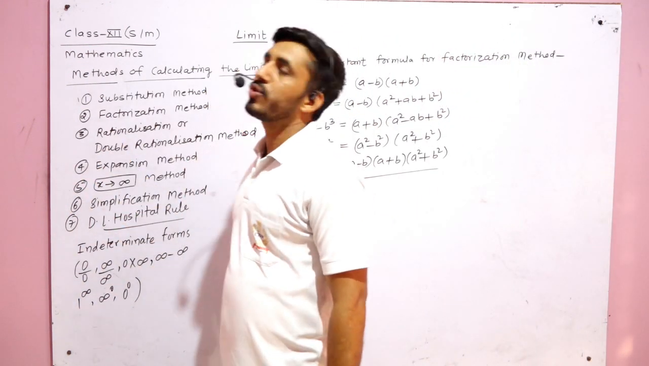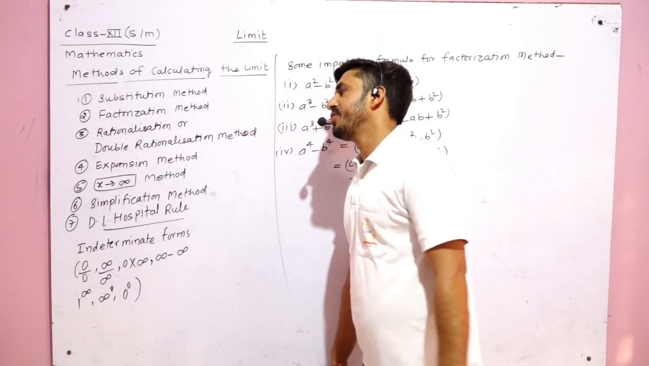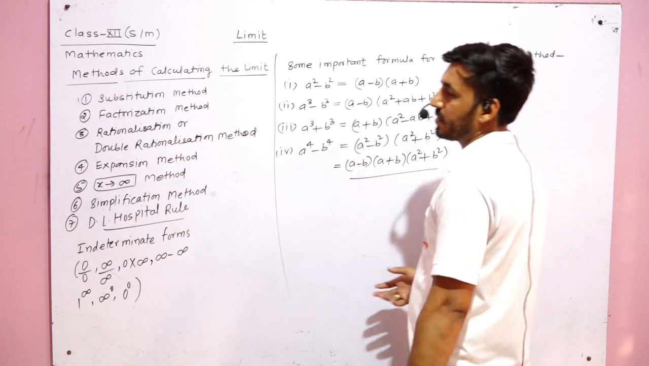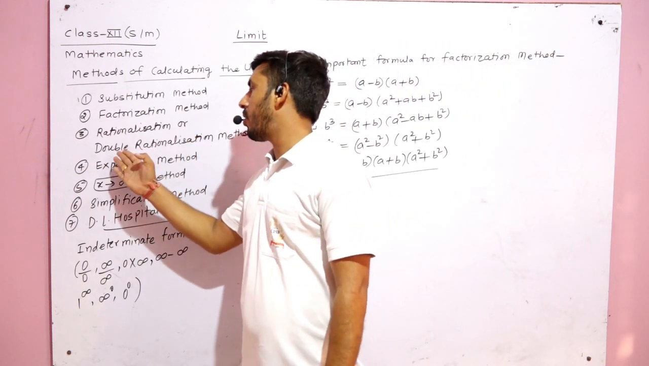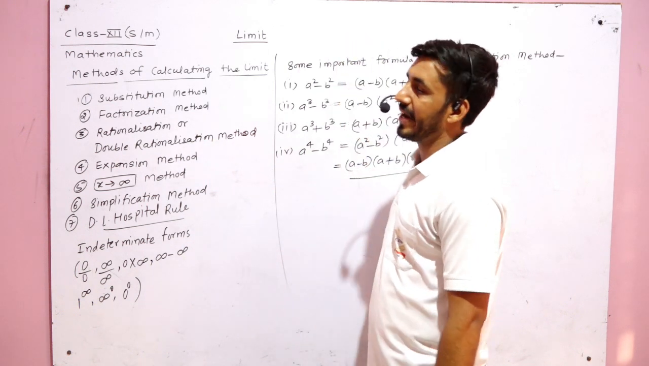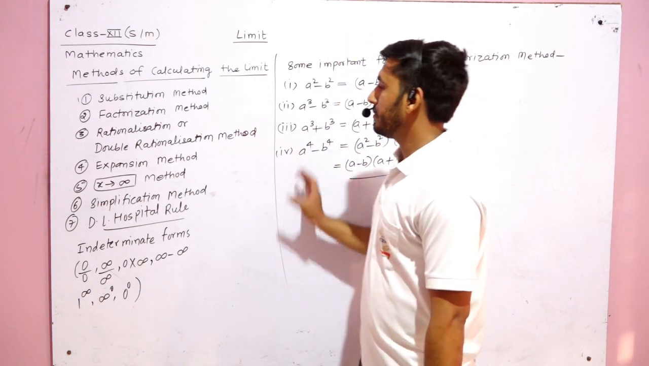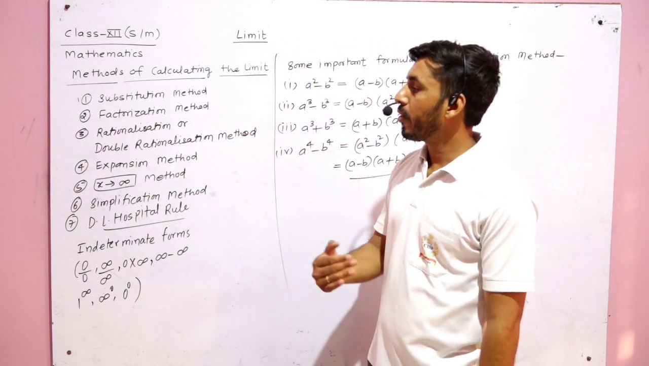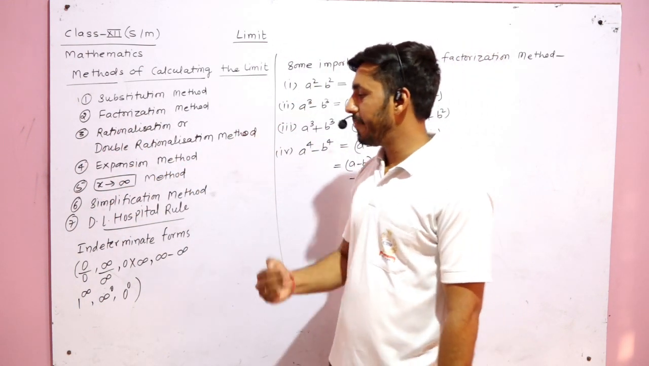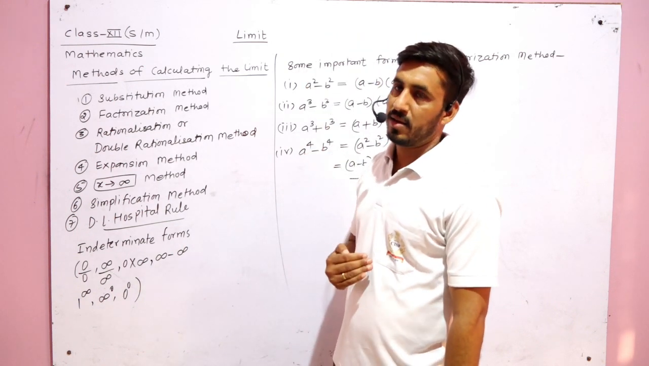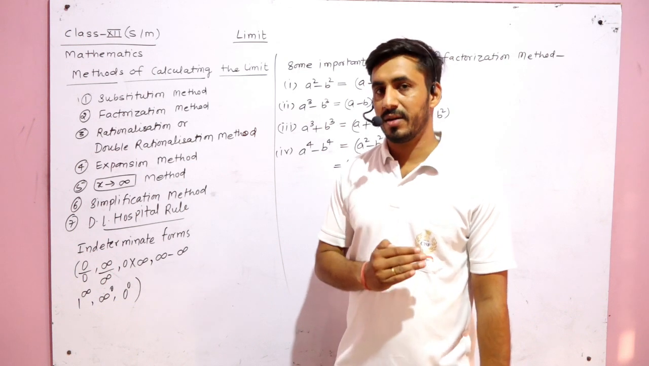Then we are talking about the next method, rationalization or double rationalization method. How will the method of rationalization or double rationalization work, or how will we get the function's limit by using this method, or how will we eliminate any indeterminate form if we are getting it by the substitution method?